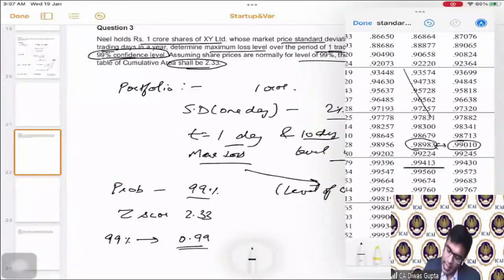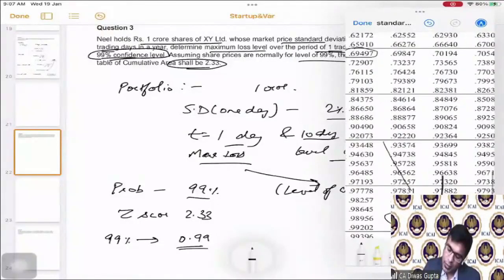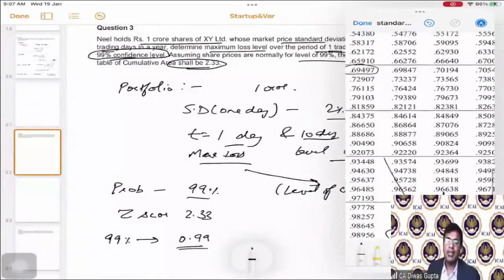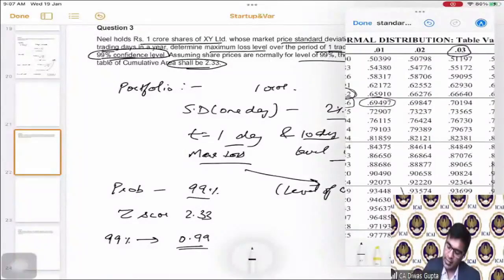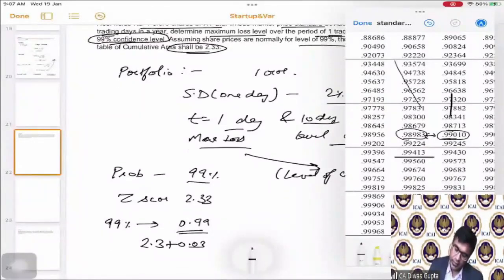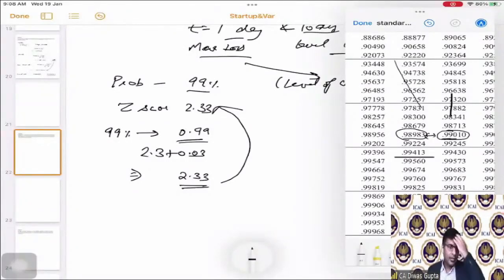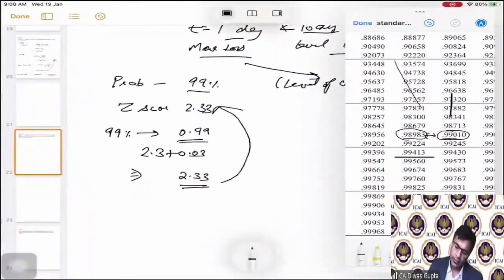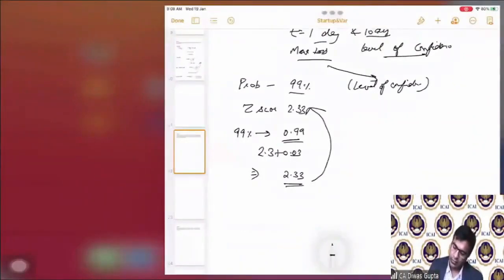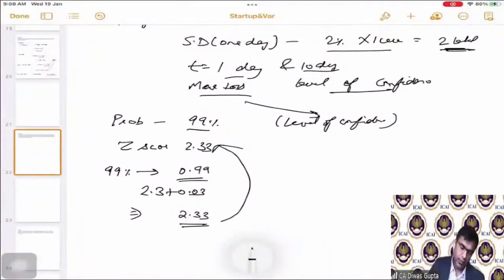2.3, correct? And on top, it is 0.03. So 2.3 plus 0.03 will give us somewhere around 0.99. Hence, 2.3 plus 0.03, which is actually 2.33. The same thing is given in the question as well. The Z score of 99% probability is 2.33. Okay, students. I hope this is clear, right?